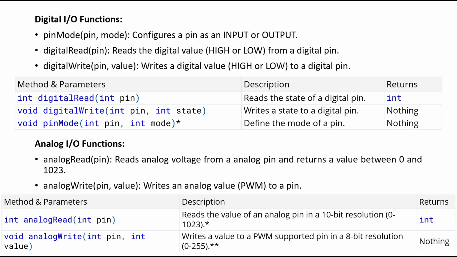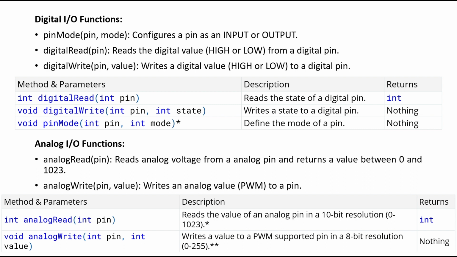Then we have digitalRead. The argument is pin. It reads the digital value, either HIGH or LOW, from the digital pin, and we can write a digital value to the digital pin using the digitalWrite function with the arguments pin and value.